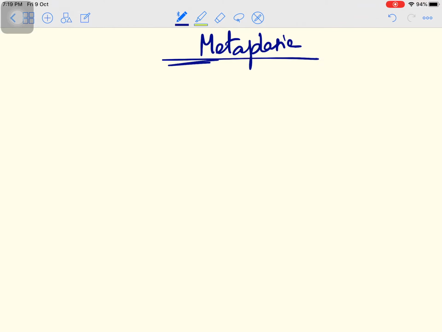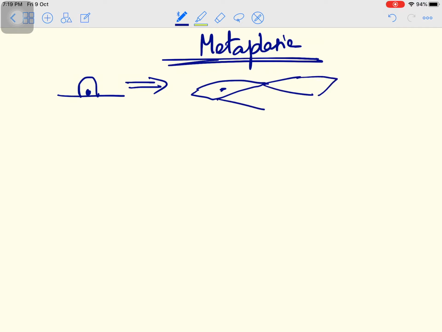What is metaplasia? Metaplasia is the change of a cell type. Suppose this is a columnar cell. A mature cell type is changed to a completely different mature cell, this is a squamous cell. So it is a change of one epithelium or any mesenchymal cells, a change of a differentiated cell type. It is not immature, it is a mature cell. Sorry, it is not the change, it is the replacement.